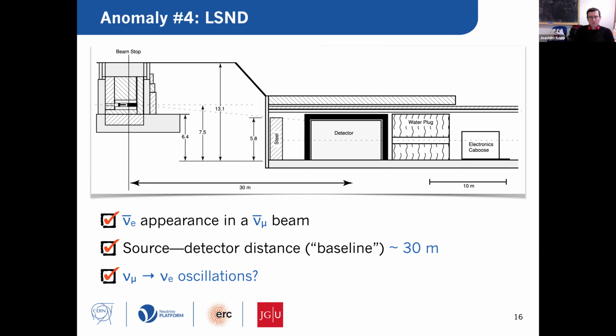And so the idea behind the experiment was to look for muon antineutrino to electron antineutrino conversion. That was at a time when neutrino oscillations had not been observed yet. So this was a search just for standard neutrino oscillations. The source detector distance was of order 30 meters, which as we now know is way too short for standard neutrino oscillations, but at the time that was not known. And one of the reasons this is an interesting channel to look at is because electron antineutrinos have a rather clean signature. They do inverse beta decay, so you get a prompt positron and a delayed neutron. And this coincidence is excellent for background suppression.